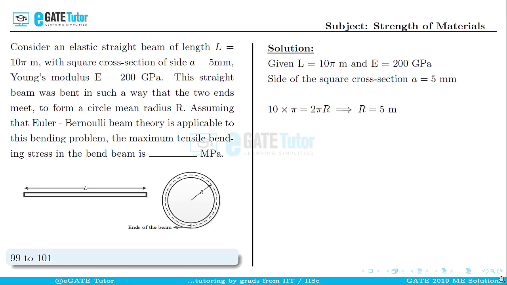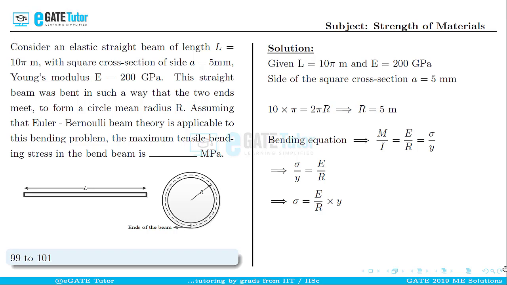Now, since it is a bending problem, we can implement the bending equation, which is given by M by I is equal to E by r is equal to sigma by y. From this, since we know Young's modulus and radius, we need to calculate the bending stress and we know y. Therefore, considering this part of the equation, that is sigma by y is equal to E by r, we can write sigma is equal to E by r into y.